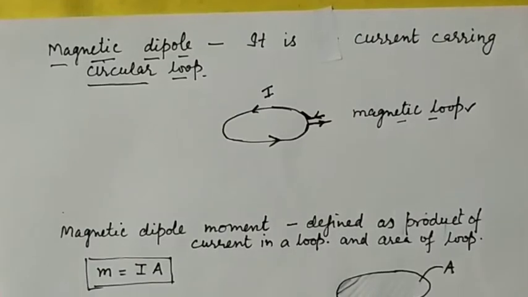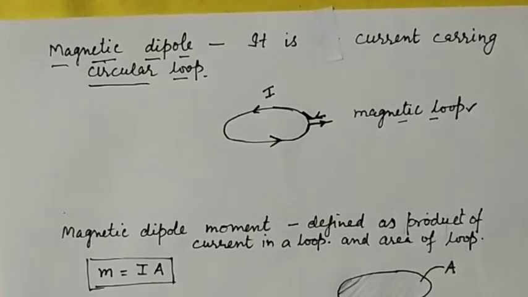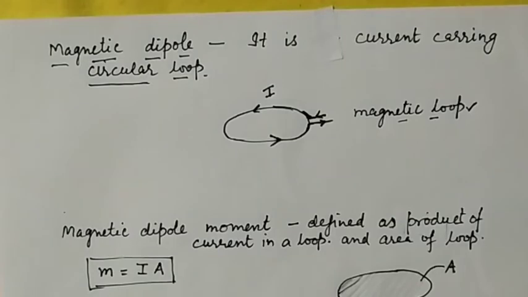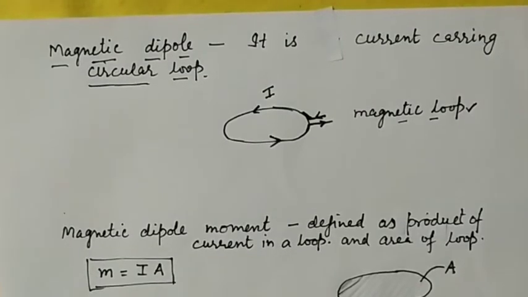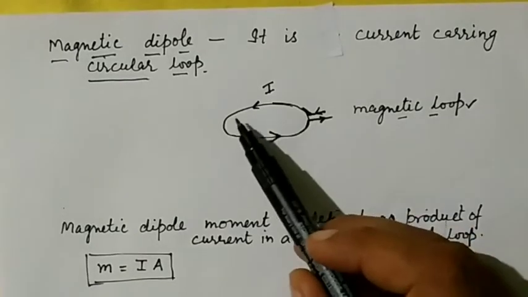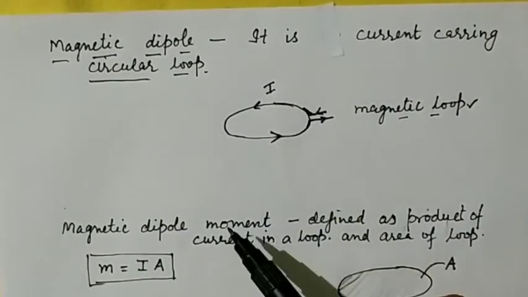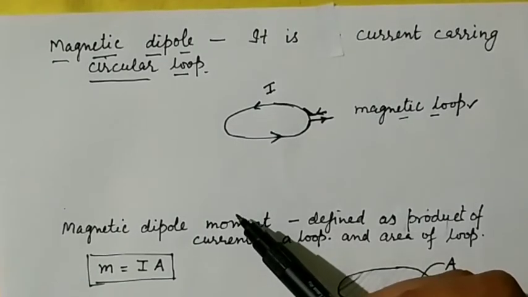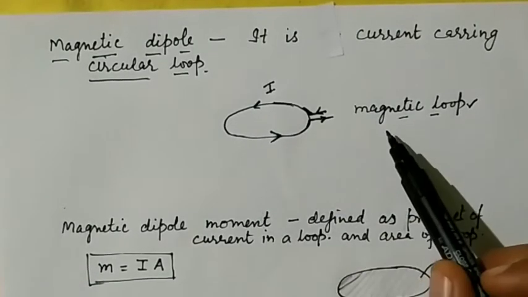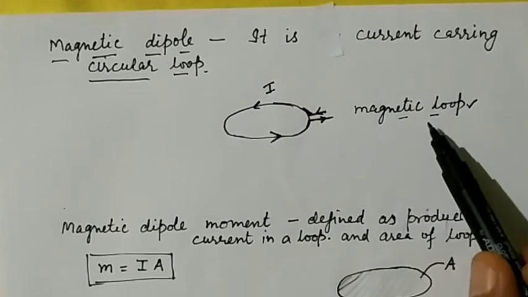In this video, we are going to discuss a magnetic dipole. It is a current carrying circular loop. Suppose I have a loop which is carrying a current I. This is known as a magnetic dipole, and it is also known as a magnetic loop.